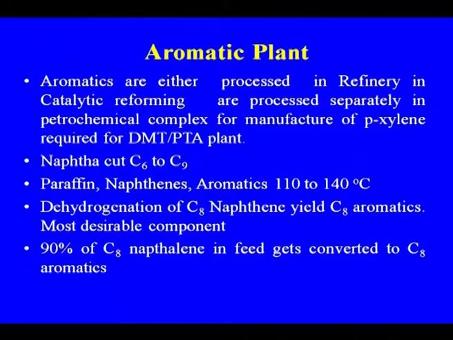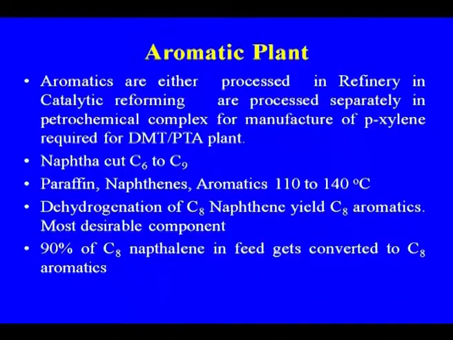So, paraffins, naphthenes, aromatics: this is the boiling point which I was telling. Dehydrogenation of the C8 naphthenes is the most desirable reaction when you are going for catalytic reforming. Dehydrogenation is one of the very important reactions responsible for improving the octane number. So, 90% of the C8 naphthene feed gets converted to C8 aromatics.